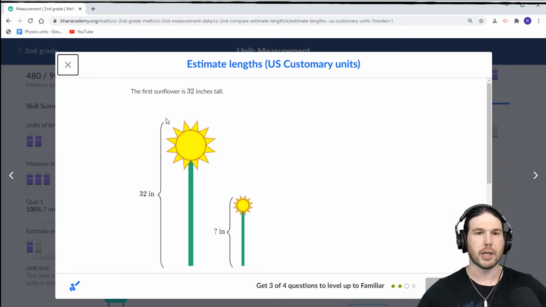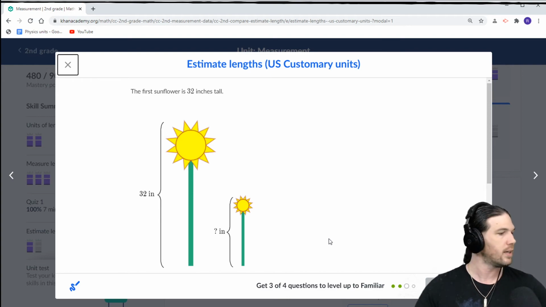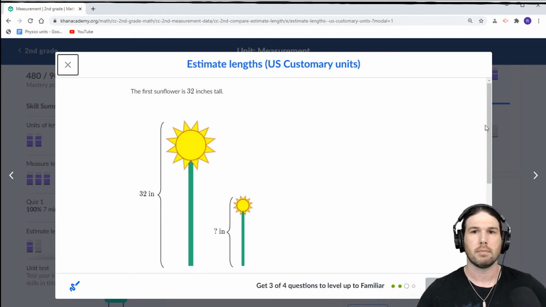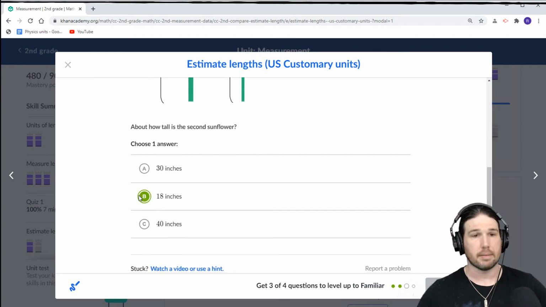Okay, we've got a 32-inch tall sunflower. This one is, again, the smaller one, and it looks like it is about half the height. So I'm going to say it's probably 15, 16, 17, somewhere in that area. 18 seems reasonable to me.